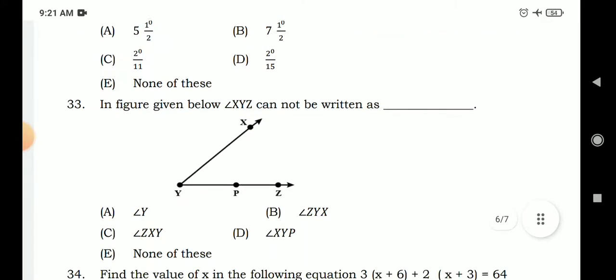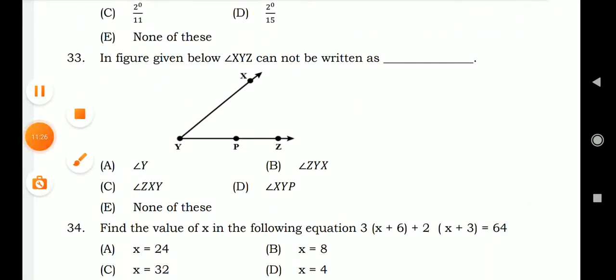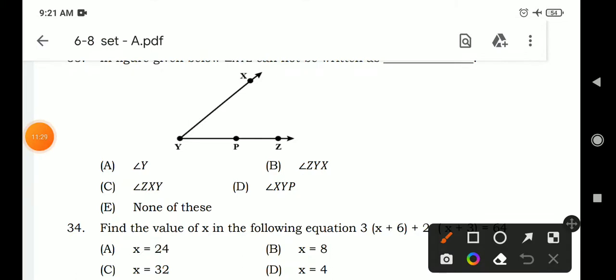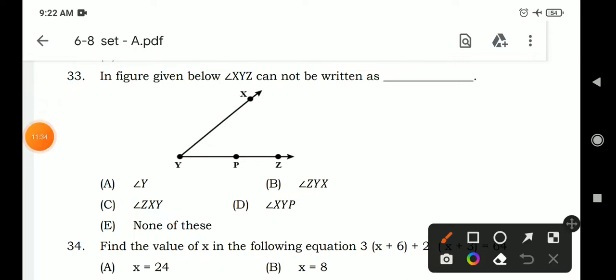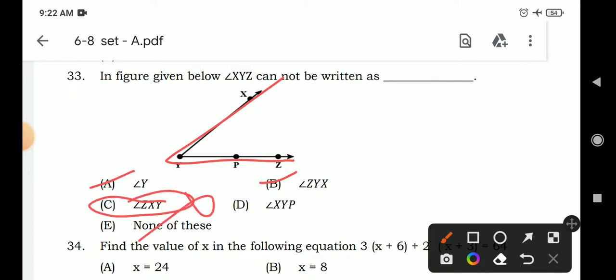Okay, our next question is, in the figure, angle xyz cannot be written as. So how will you write the angle y? This you need to tell here. So look beta, x y z, this you can write for angle y, this you can write z y x also, but z x y, this you cannot write. Okay beta, so what will be its correct answer? Option C is its correct answer. The angle xyz, we cannot write it as zxy.